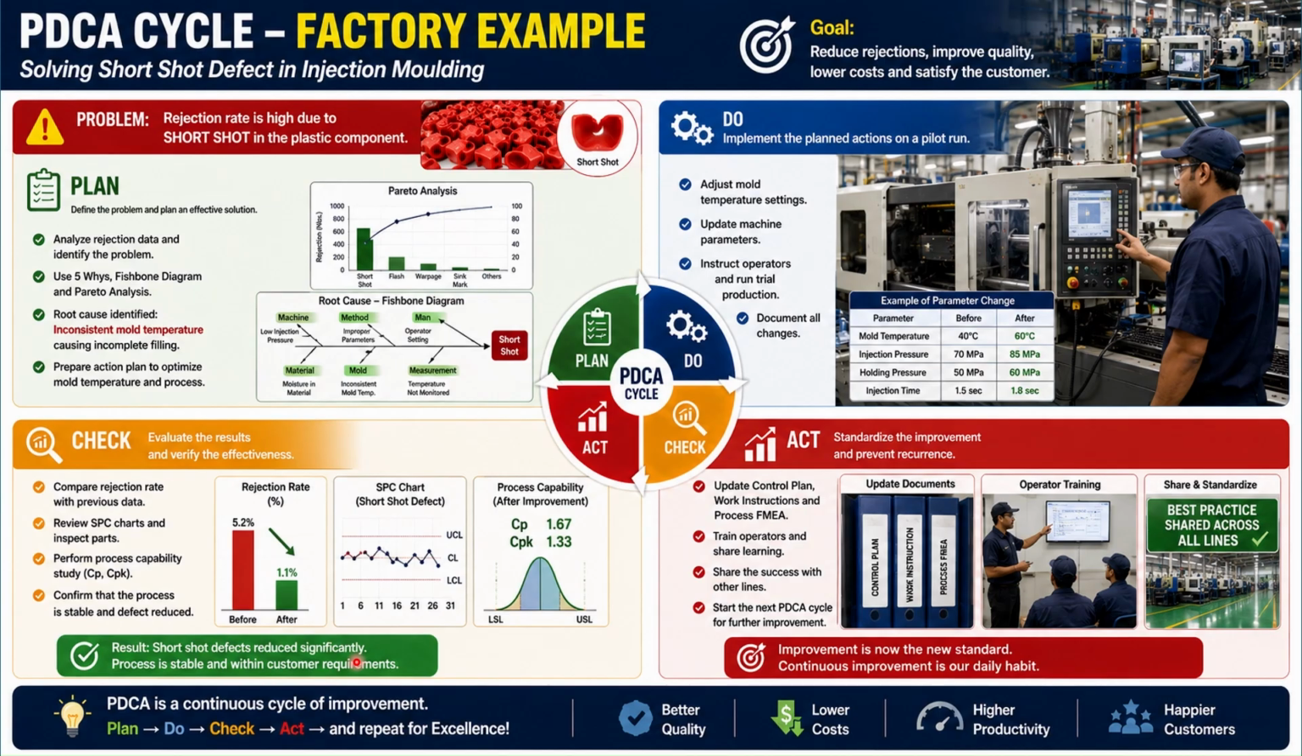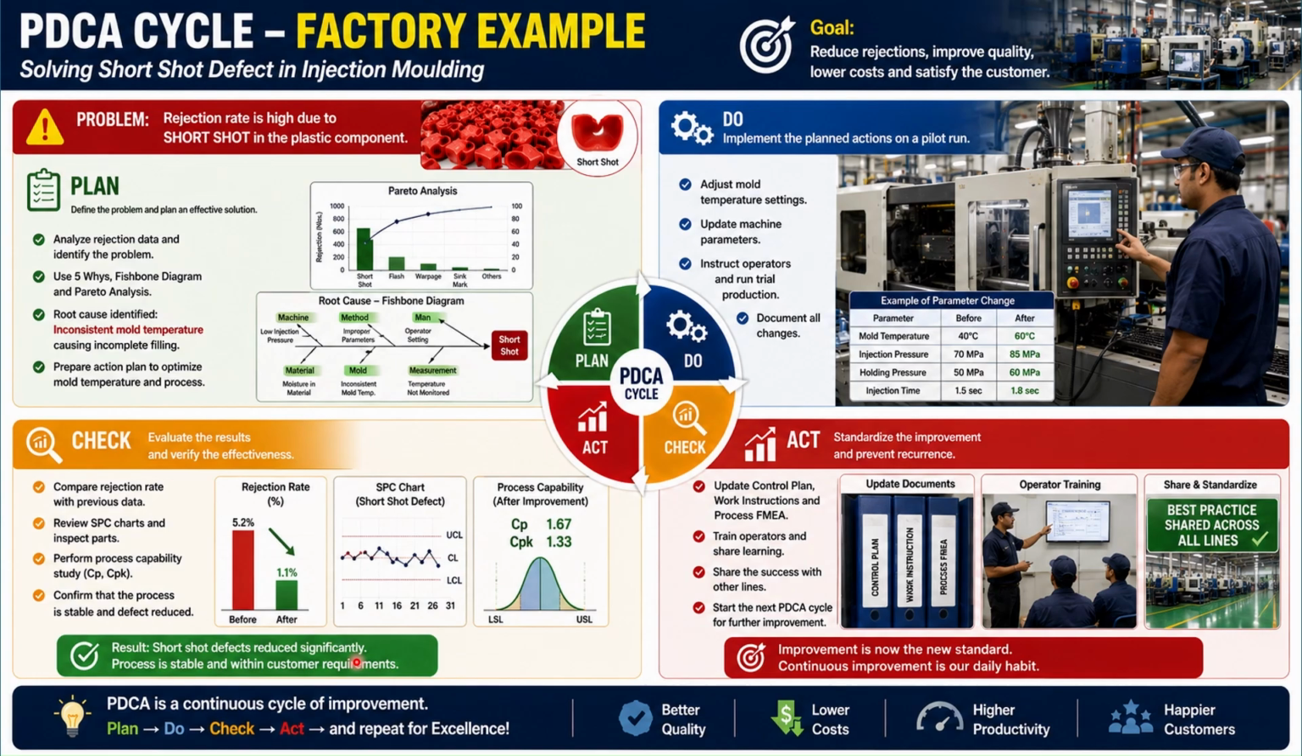Since the improvement has been proven effective, the organization moves to the act phase. The new mold temperature settings are standardized by updating the control plan, work instructions, and process FMEA. Operators receive additional training, and the lessons learned are shared with other production lines to prevent similar issues in the future. The improvement becomes the new standard, and the organization is now ready to begin the next PDCA cycle for further optimization. This example shows why the PDCA cycle is much more than a problem-solving tool.